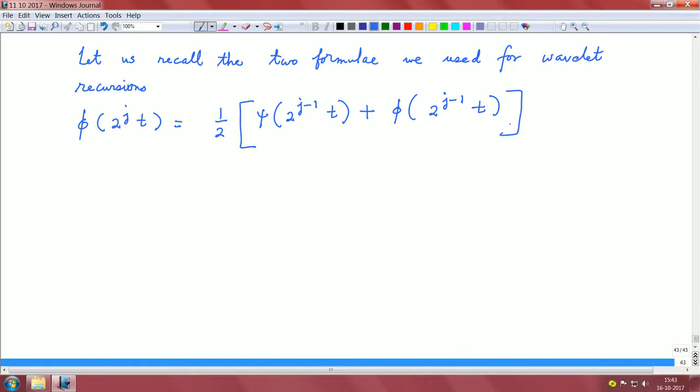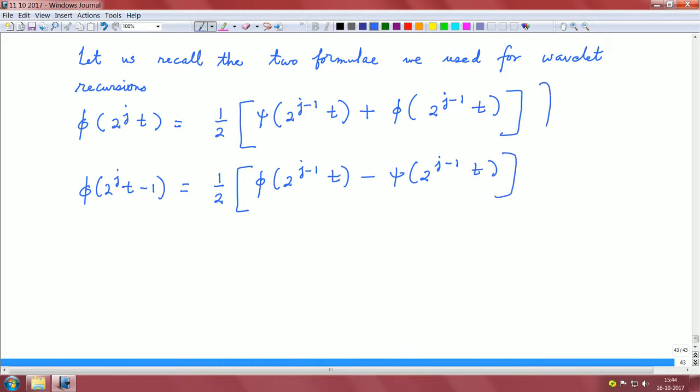Okay, this is straightforward, and then we look at a translate of this, 2 power j times t minus 1, equals 1/2 of phi of 2 power j minus 1 times t minus psi 2 power j minus 1 times t. Okay, let us designate this set of equations as B. I hope we have not used B before, so some letter B.